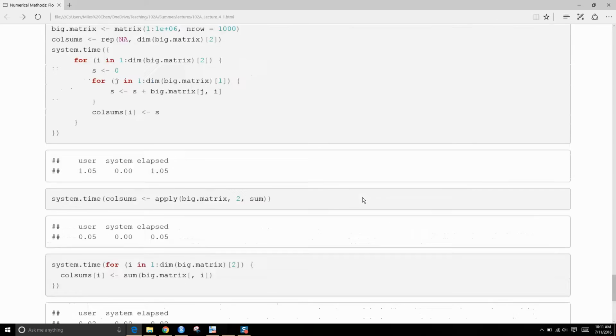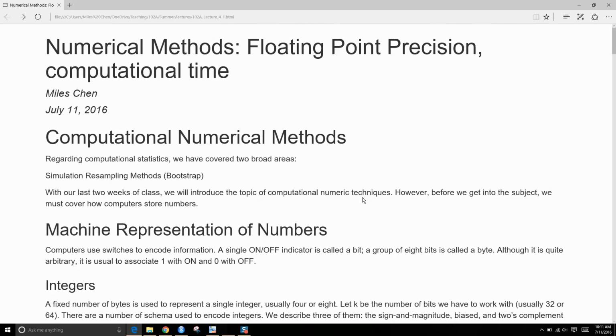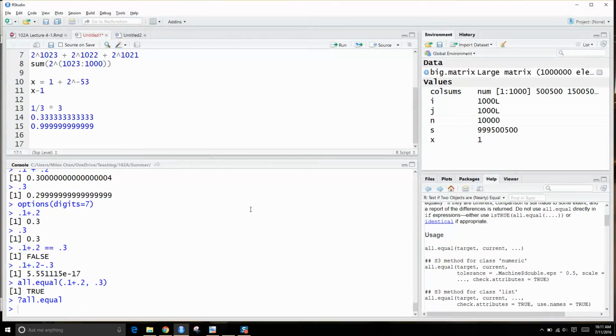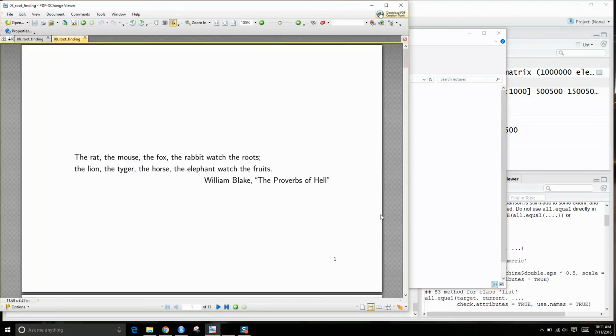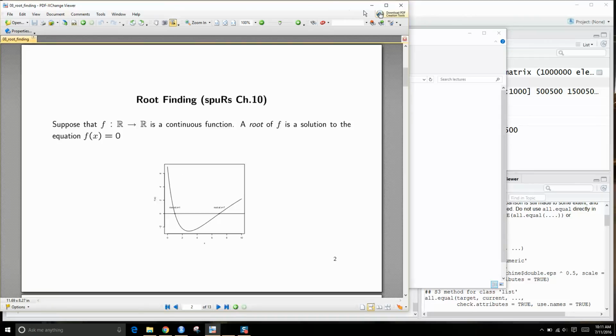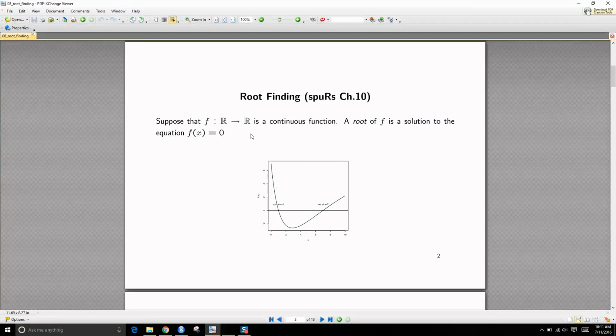So these are just kind of computational issues that we have to think about as we enter this world of computational statistics or numerical methods. Okay. All right, so one of our first topics under numerical methods is root finding. Okay, these are slides that accompanied our textbook, chapter 10 on root finding.